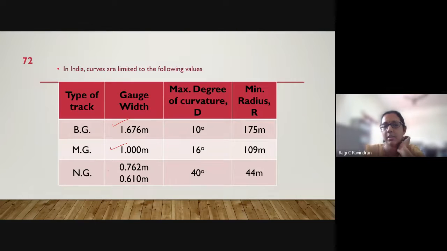standard, not just in India. Broad gauge means it is always 1676 mm, or else 1.676 meters. Similarly, meter gauge means 1 meter, narrow gauge 0.762 meter, and the lighter version of narrow gauge is 0.610 meters. These are the standard values. Okay. Now coming to the standard values recommended by Indian Railways.